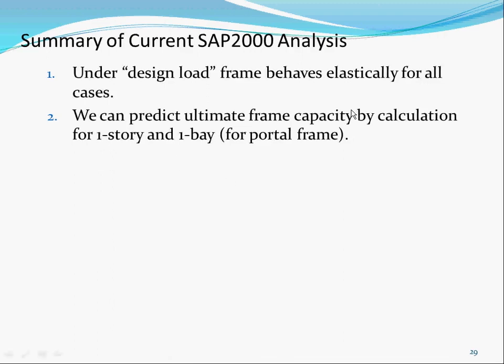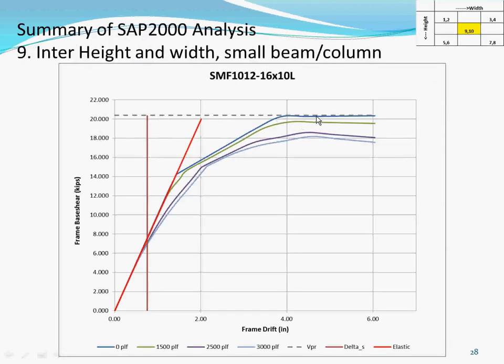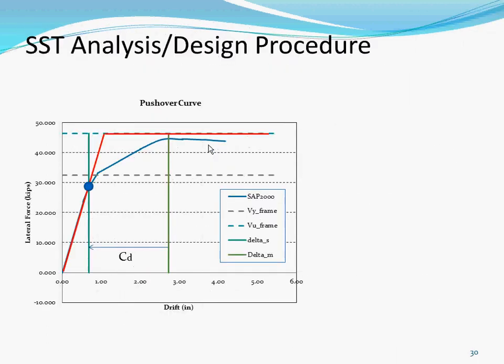So the summary of the SAP analysis is this. I had to do this to prove that the procedure we're proposing is okay, and I've gone through a lot of different analyses to make sure it could work. So design the frame to behave elastic for all cases. Once a frame is elastic, you can predict the ultimate load by hand calculation, especially for one bay, one story. This number we can always calculate by hand, and it's just related to the MP of the beam and the geometry. That's very easy to do. So we know the upper limit on the frame capacity.